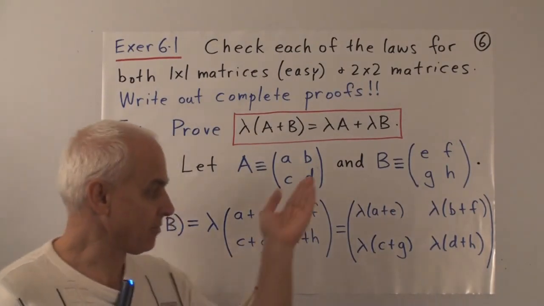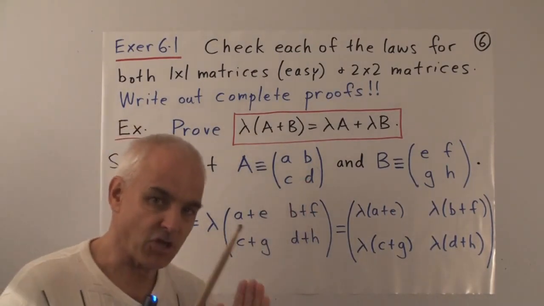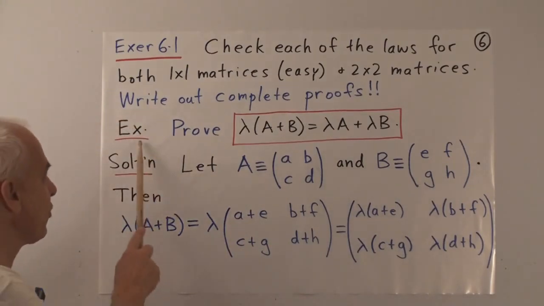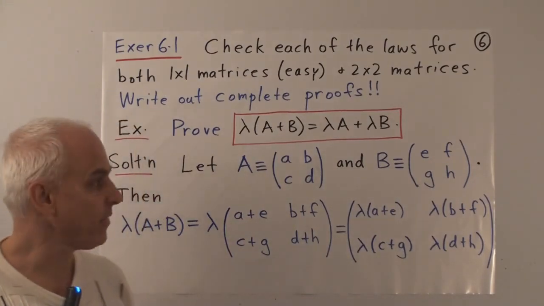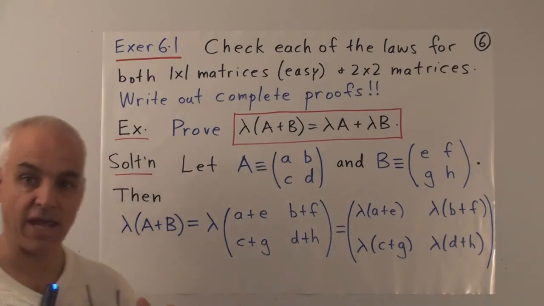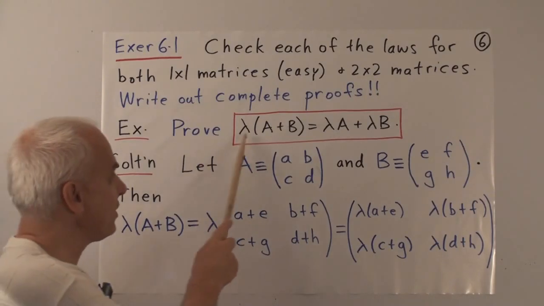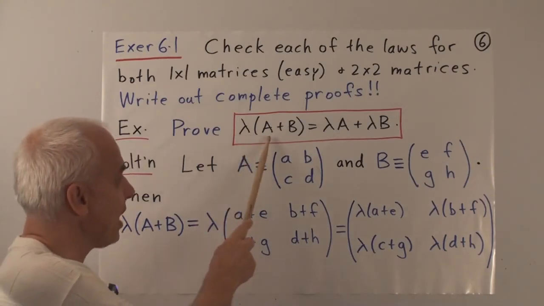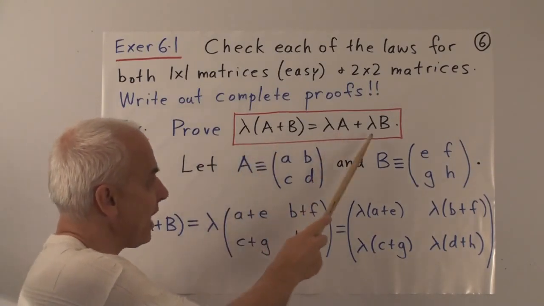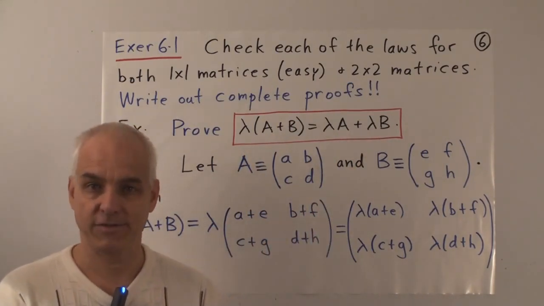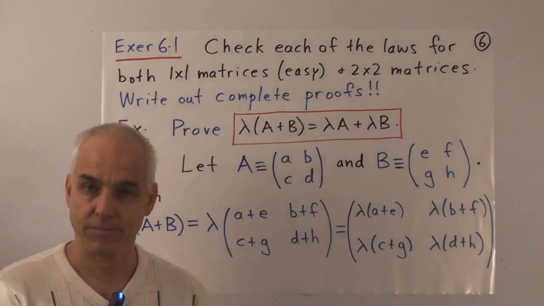So I'm going to give you some examples to show you what I mean, what I want you to do. Okay, so let's prove 1 or 2 of the laws. And we're going to prove them in the 2 by 2 case, which is a little bit more non-trivial. So here's one of the distributive laws. It's that lambda times A plus B equals lambda A plus lambda B. We want to prove that this law is correct for 2 by 2 matrices.